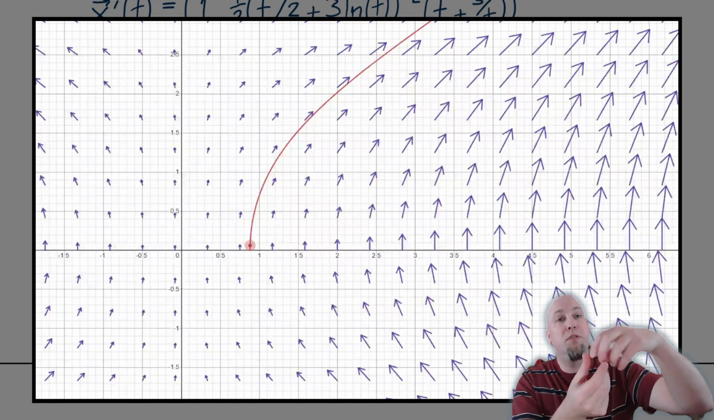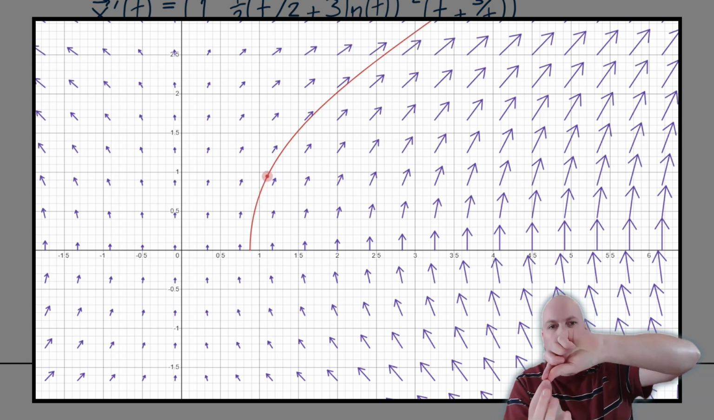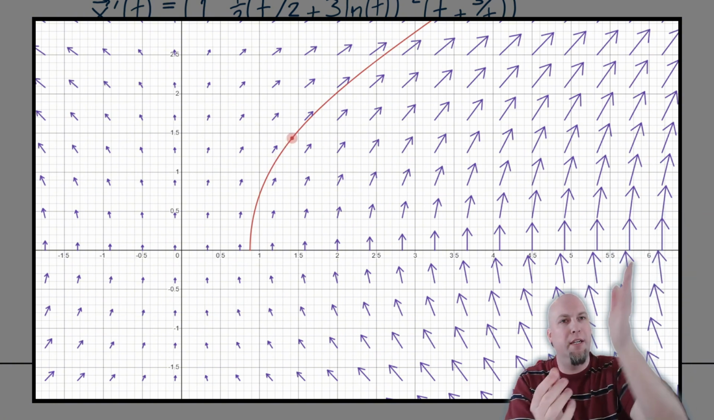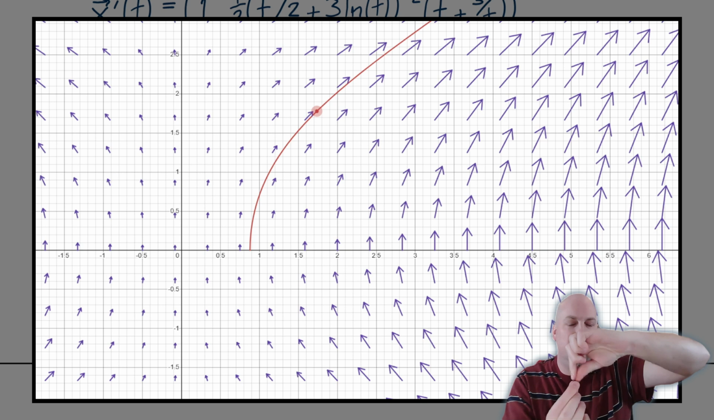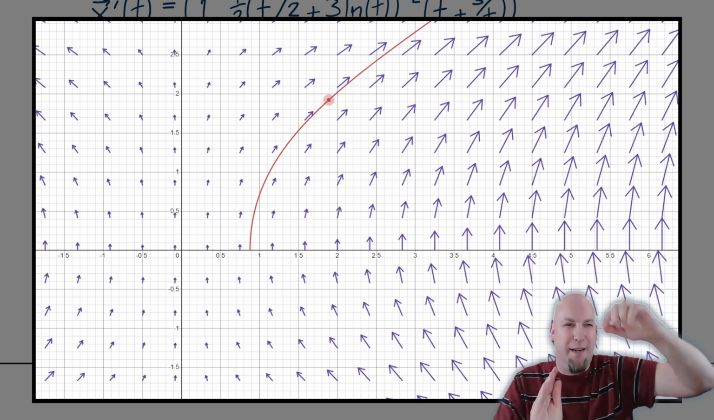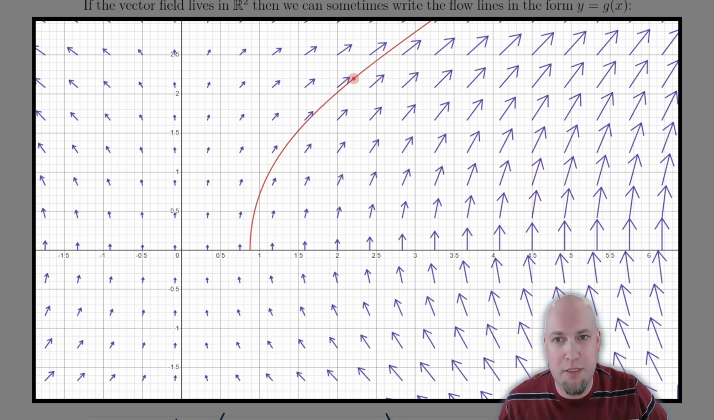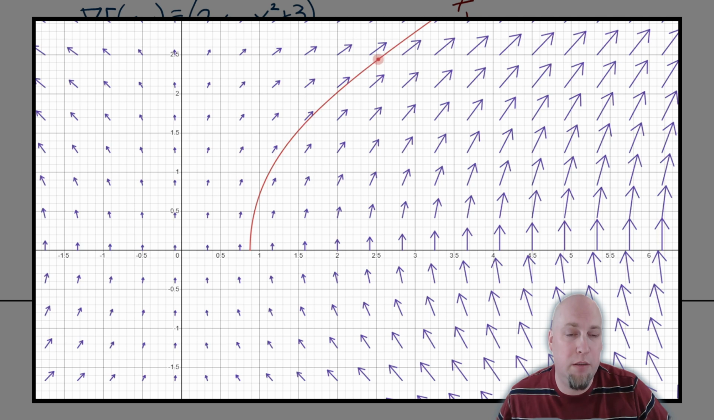So those two vectors are always pointing in the same direction. On this curve, the vector field is always going with it. It's always pointing in the direction of the curve. Unfortunately, it's not pointing with the same amount of force as it should for this parametrization to be right. But the curve itself is traced out by a flow line.